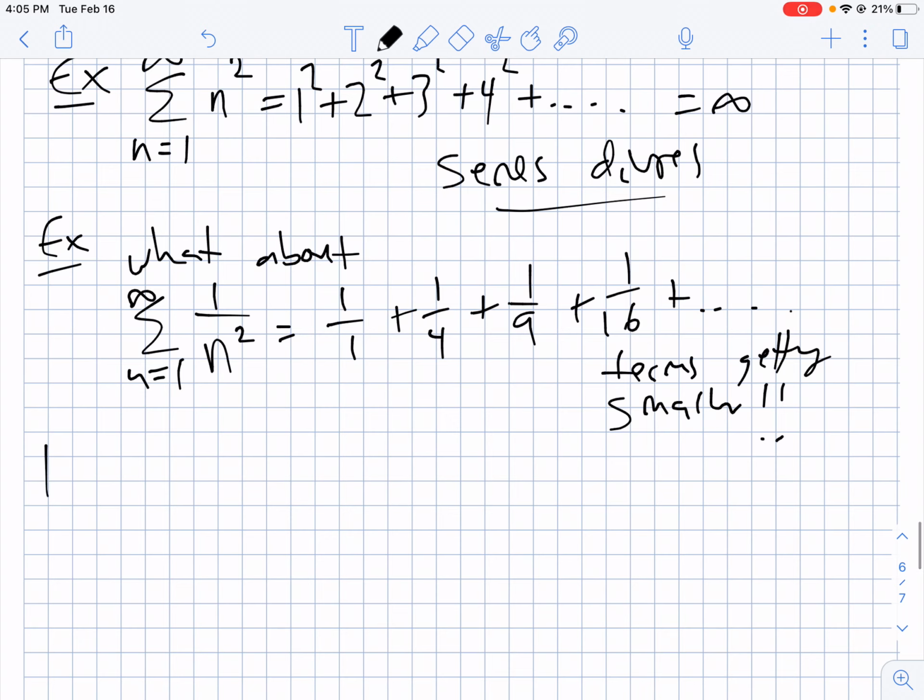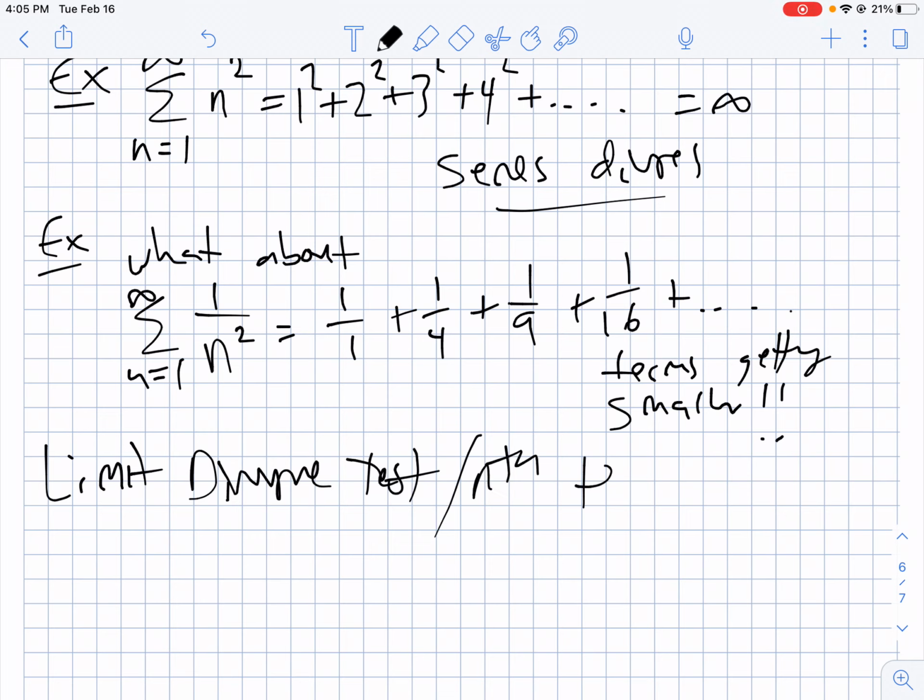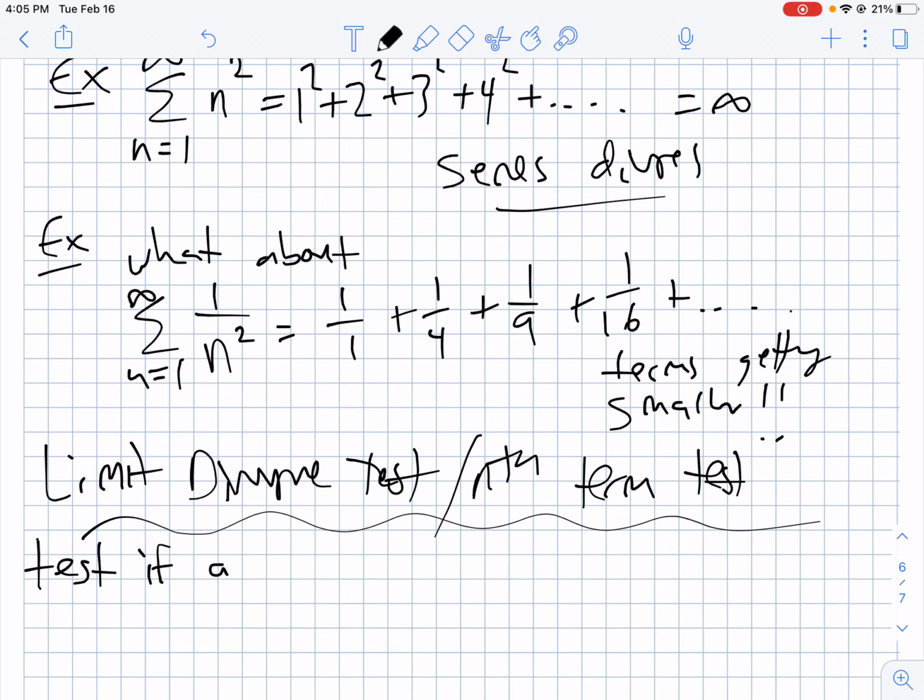So we're going to talk about something called the limit divergence test, also known as the nth term test. And we're going to be learning probably close to a dozen tests over the next week, or next couple weeks. But all it does is test to see if an infinite series is convergent or divergent. And that's our big question in this chapter.